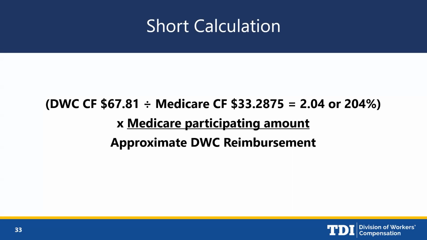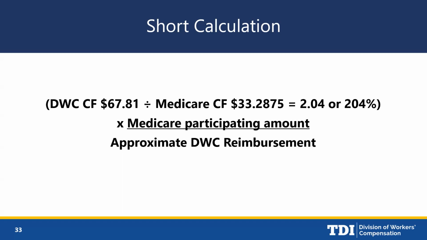So every year people call us at the beginning of the year going, where's the fee guideline? Where is it printed on your website? We do not have a list of CPT codes and amounts on our website. What you do is you go to the Medicare website and get their conversion factor. You go to our website, get our conversion factor, and take ours divided by theirs equals a percentage. After that, you just take the Medicare fee guideline and multiply it times 2.04 for all the categories that $67.81 applies to. So that is the approximate amount of our MAR, our DWC reimbursement for professional services.